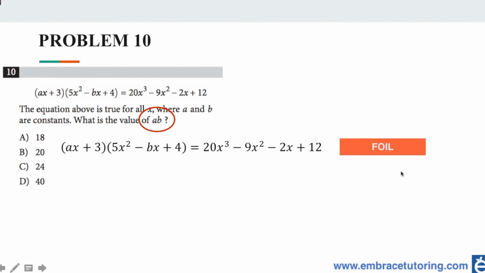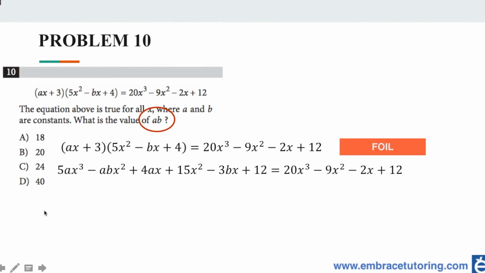Now, when I start to foil these things all together, I will end up getting 5ax to the third minus abx squared plus 4ax plus 15x squared minus 3bx plus 12 equals 20x to the third minus 9x squared minus 2x plus 12. Now notice my 12s would actually cancel on both sides, and that's okay. The other thing you want to pay attention to is that the 5ax to the third will equal the 20x to the third.